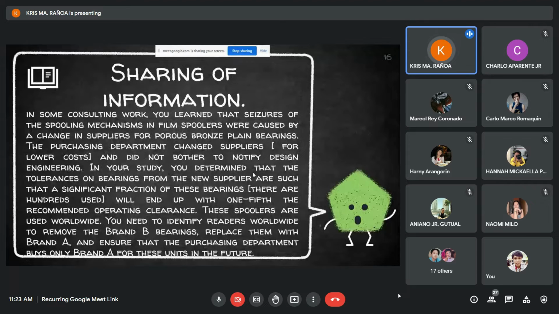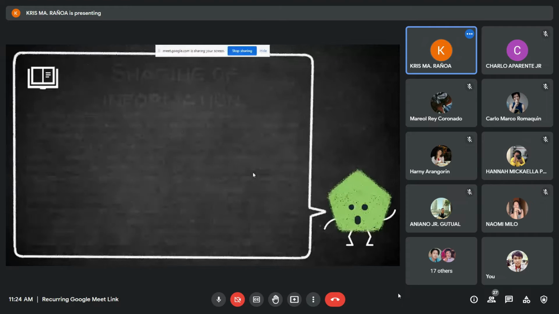You need to identify readers worldwide to remove the brand B bearings, replace them with brand A, and ensure that the purchasing department buys only brand A for these units in the future. So, ang imuang information kailangan mo abot atong mga taong nagagamit of brand B para mailisdan ang brand A. So, importante ang readers nimo nga imong hatagan na katong mga readers na gagamit og brand B kay para mailisdan to ng brand A kay ang brand A kay mas better pa sa brand B. Muna ang importance sa readers sa sharing of information.